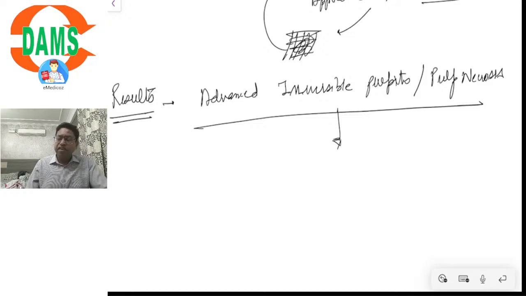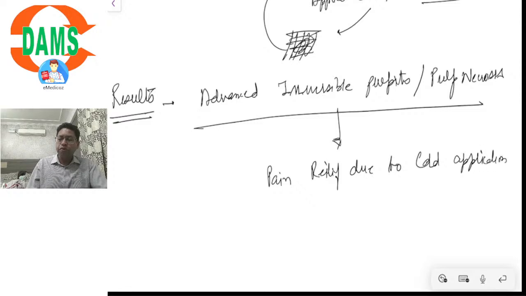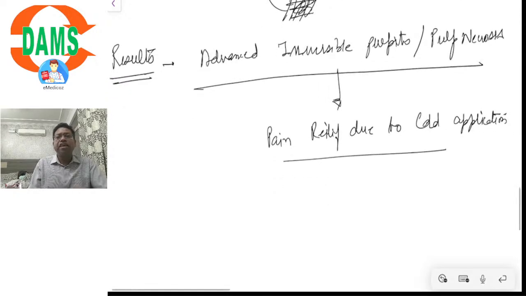What would we get as the result? Pain relief due to cold application. A patient comes to you and says that whenever I drink very cold water or apply a cold agent like an ice pack on the side of the face, I get relief from the pain. Then the diagnosis can be ascertained that it is a case of pulp necrosis or advanced irreversible pulpitis.